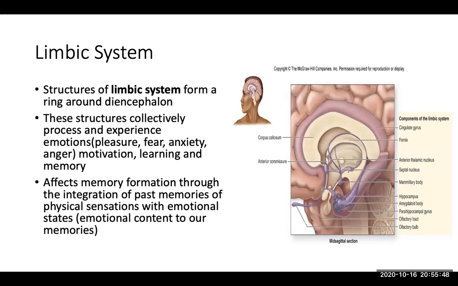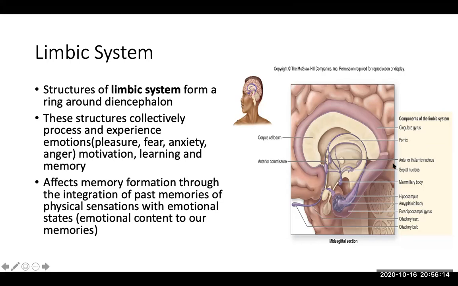The limbic system forms kind of a ring around the diencephalon. These structures collectively process and experience all of your emotions, motivation, learning, and memory. It will also affect memory formation through the integration of past memories of physical sensations with emotional states. And you can see these components of the limbic system, how they make this ring around the diencephalon region.